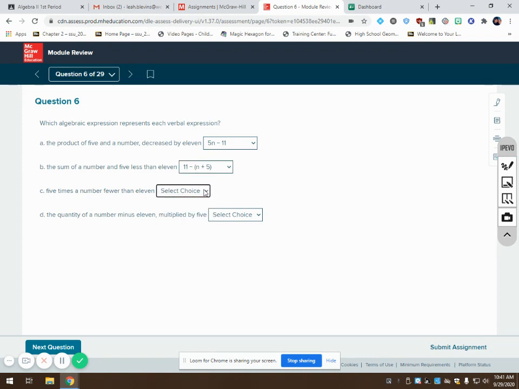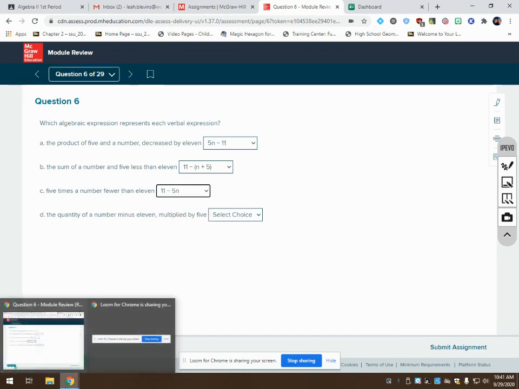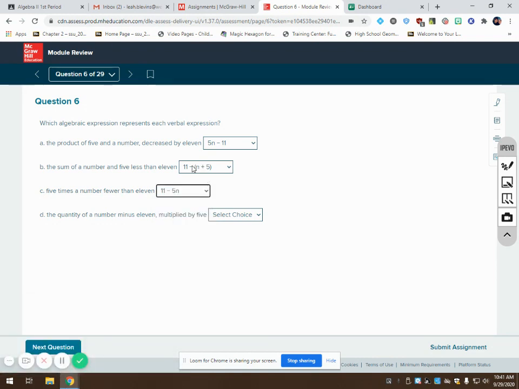Okay, my next one. 5 times a number fewer than 11. So again, I've got to have the 11 first to take away from it because this amount is being taken away from 11. So it's 11 minus 5 times the number n. Whereas this one was 11 minus the sum of a number and 5 less than 11. Yeah, so the sum of those, okay, yeah, I need to stop going back to that one.